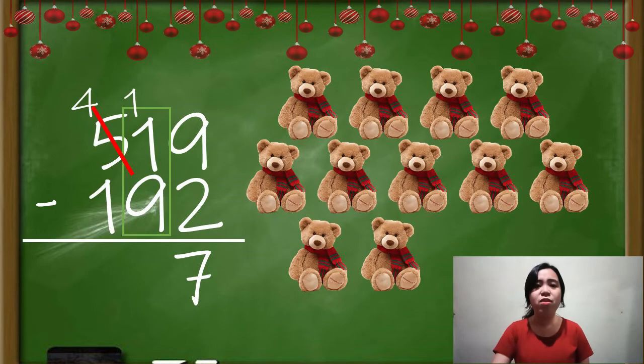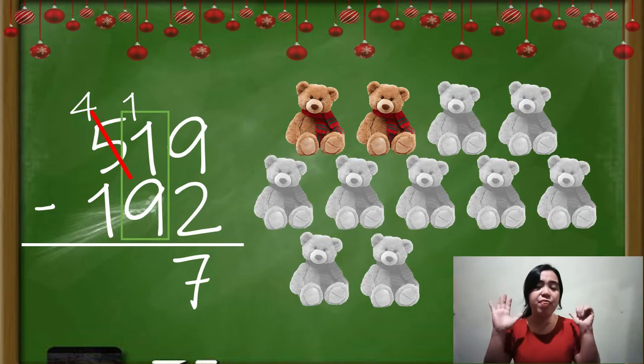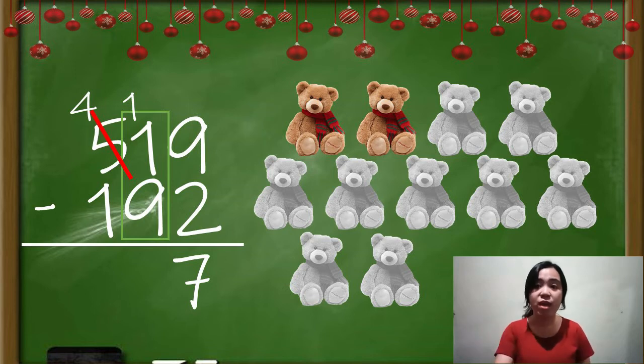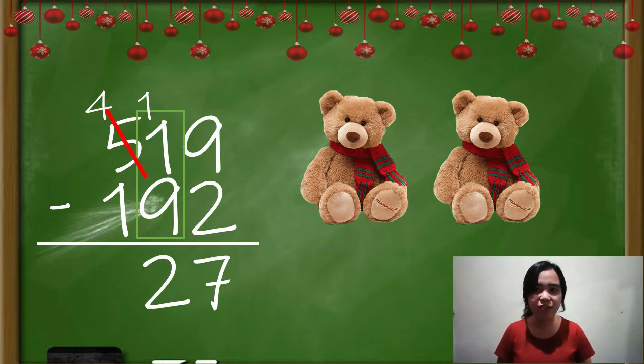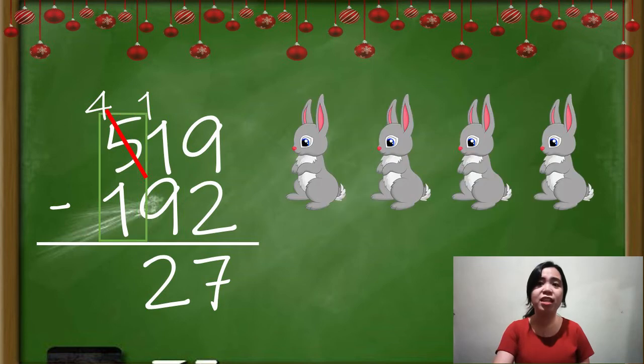So if I have here 11 teddy bears and we have to take away 9 teddy bears from it, how many teddy bears are left? We have 2 teddy bears left. Very good. So next is the hundreds value, which is the 4 that came from 5.